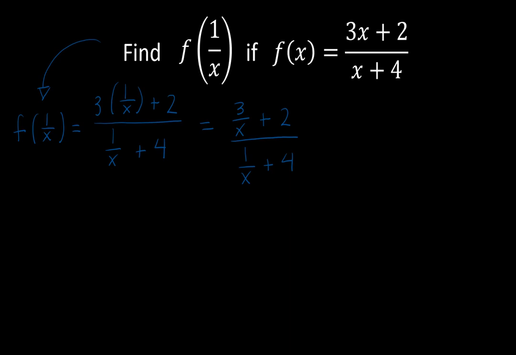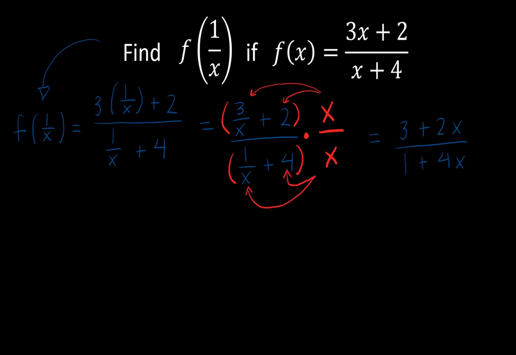This is a complex fraction, and we have to simplify it. We can simplify it by multiplying the numerator and the denominator by x. When we multiply the numerator by x, we have to multiply the 3 over x by x and the 2 by x. And same thing in the denominator. The denominator is also a binomial, which means we have to multiply both terms in that binomial by x, which means we have to multiply 1 over x times x and 4 times x.